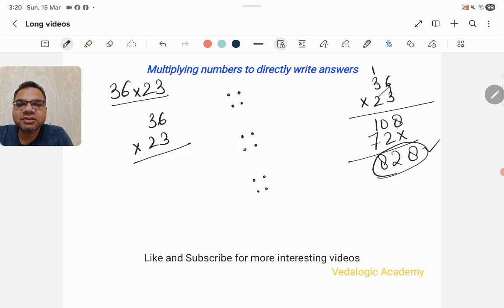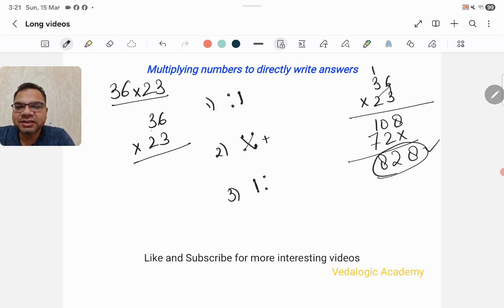So these dots that you see, these are the representation of the numbers 3, 6, 2 and 3. So this is the first step that I am going to do. This is the second step and this is the third step. So for the first step, I am going to multiply the numbers on the right hand side. For the second step, I am going to multiply the numbers which are cross and I am going to add them as well. For the last step, I am going to multiply the numbers in the left hand side only.